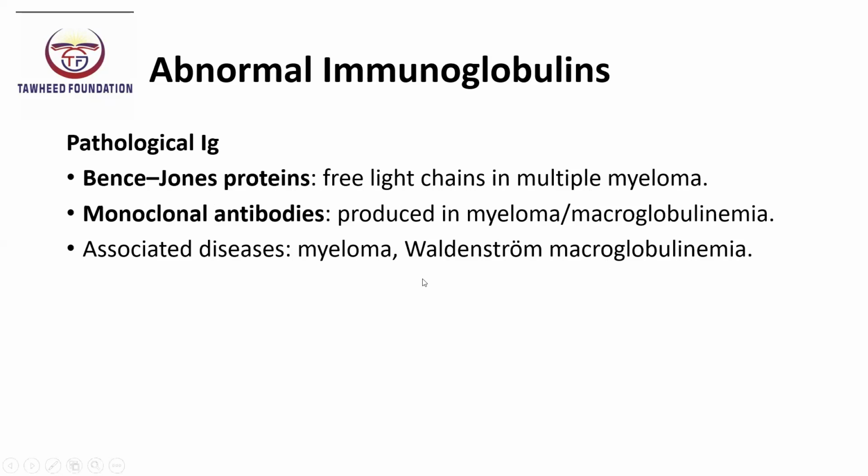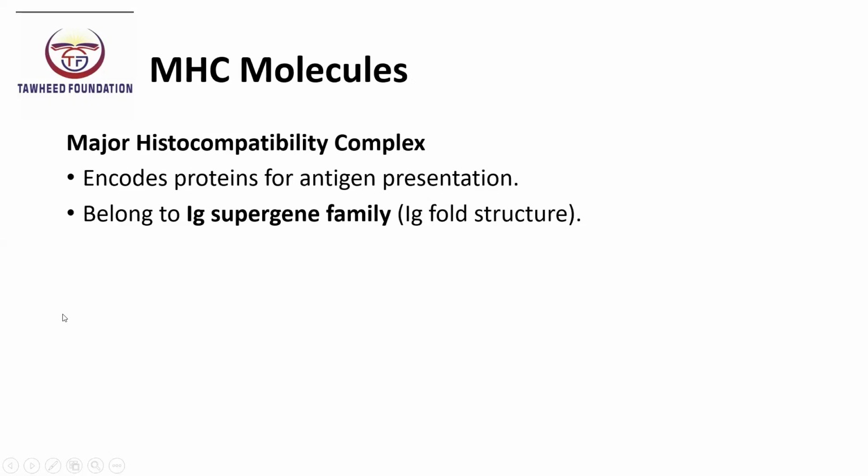Next is Waldenstrom macroglobulinemia, a condition where plasma cells produce large amounts of IgM, leading to increased blood viscosity. Thus, while immunoglobulins are critical for normal defense, their overproduction or abnormal production can also indicate diseases.